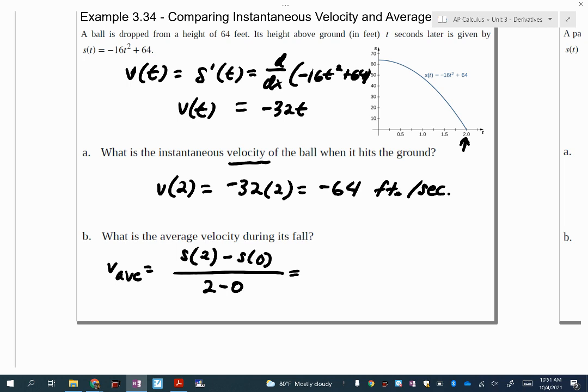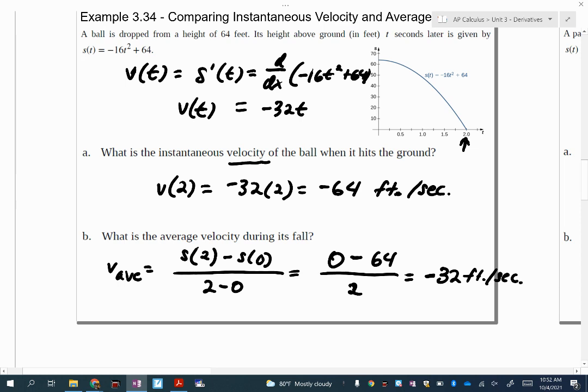So s of 2, if you plug it in, you're going to get 0, all right? t squared, 2 squared is 4, 4 times negative 16 is negative 64, so that's 0 minus, and then if we plug in 0, you get negative 64 all over 2, which is going to be negative 32 feet per second.